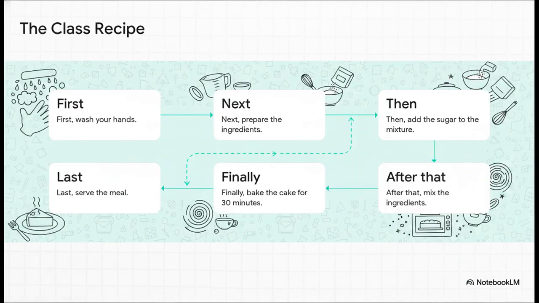And this brilliantly illustrates exactly what we've been talking about. We just took all of those disconnected words and built a real, functioning class recipe step by step. Read it with me. Step 1. First, wash your hands. Step 2. Next, prepare the ingredients. Step 3. Then, add the sugar to the mixture. Step 4. After that, mix the ingredients. Step 5. Finally, bake the cake for 30 minutes. And Step 6. Last, serve the meal. Notice how effortlessly we can follow those instructions? That, my friends, is the power of sequence connectors.